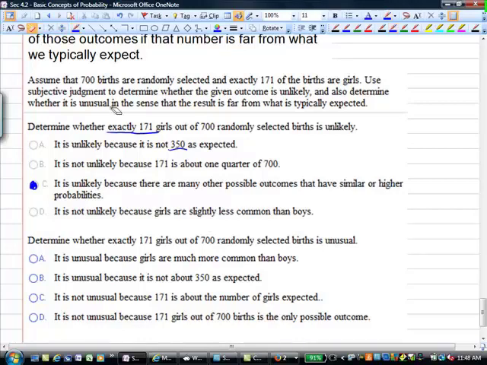It's very difficult to get exactly 350. That probability is not as high as you think it would be. The probability of 350 or less would be 50%. But the theoretical probability is 0.5 here.